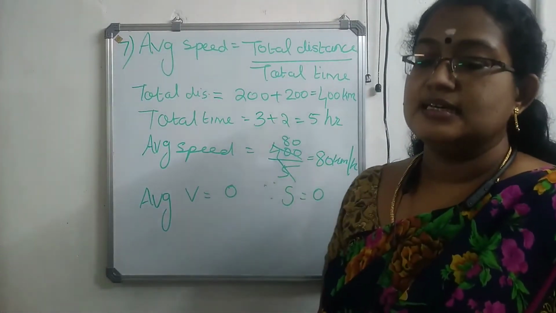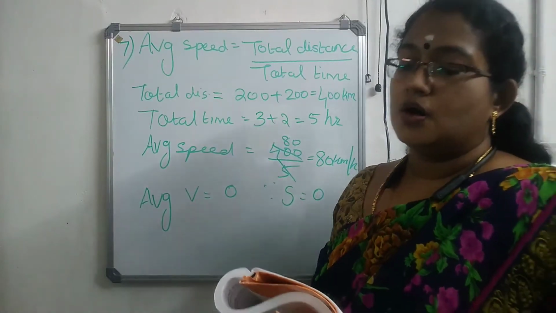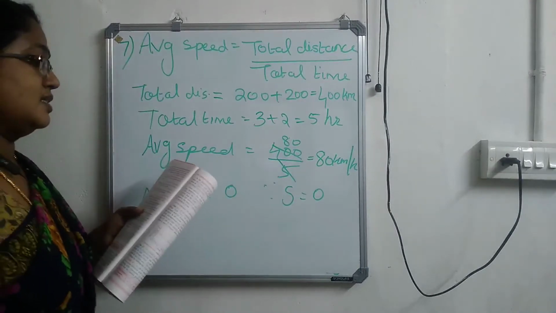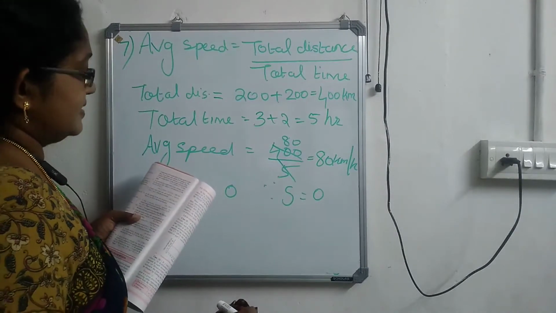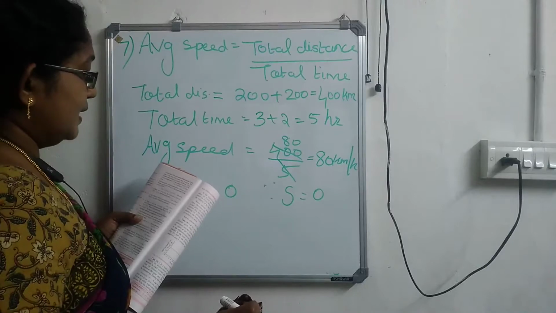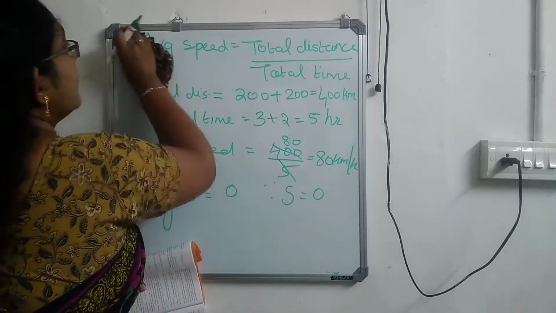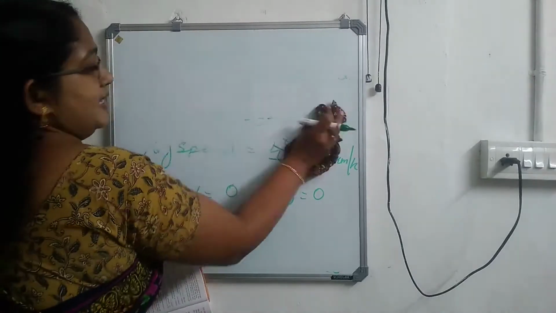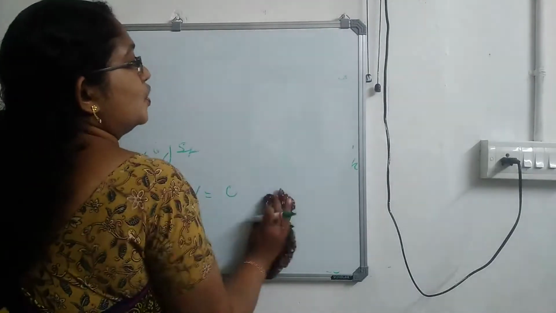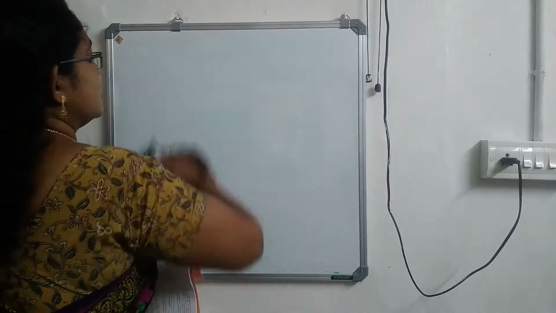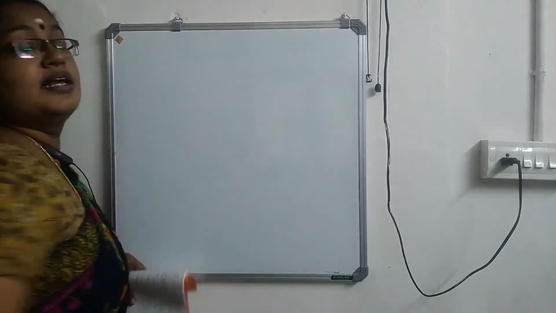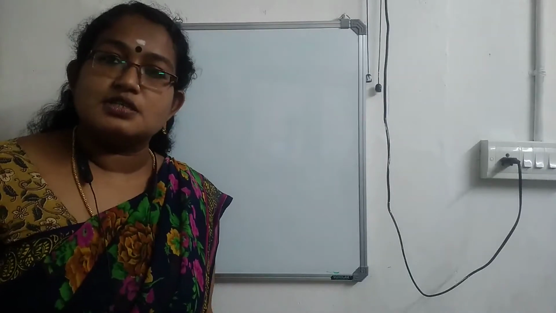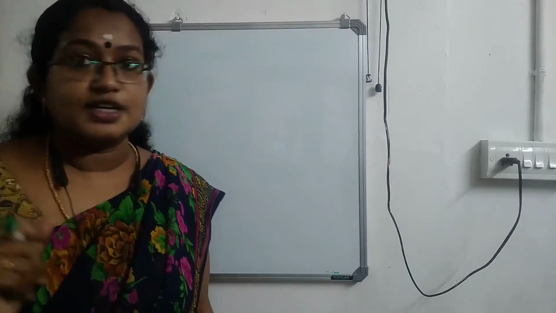Question number 8. A car moving on a straight path covers a distance of 1 km due east in 100 seconds. What is the speed and the velocity of the car? So here they have asked you to calculate the speed as well as velocity. For speed, our equation is distance by time, and for velocity, our equation is displacement by time. The difference is, in the case of displacement, we have to consider the direction also, isn't it?